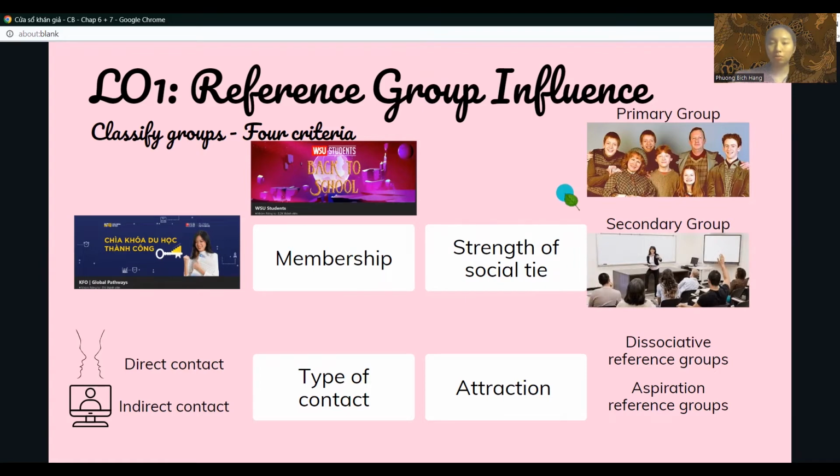So reference groups can be divided into primary groups, which are your family and your friends, those very close to you, and secondary groups, which can include your lecturer and your neighbor, who are not as close as your primary group.